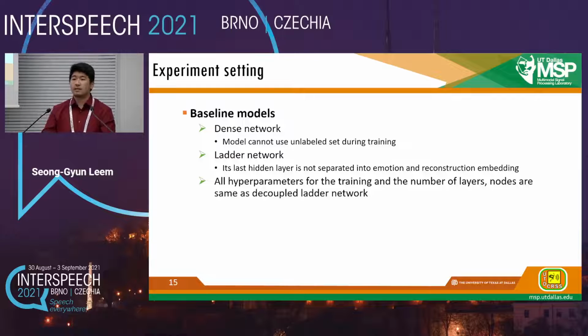Our baseline models are the dense network and the ladder network. The dense network is a supervised model, so we cannot exploit the unlabeled data set during its training. The ladder network can leverage the unlabeled data set during training, but its last hidden layer is not separated into two different embeddings. All the hyperparameters for training and the number of nodes and layers are identical between the baselines and the decoupled ladder network. You can see the detailed settings in our paper.